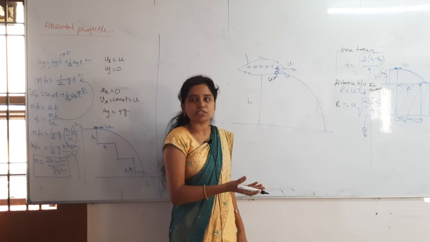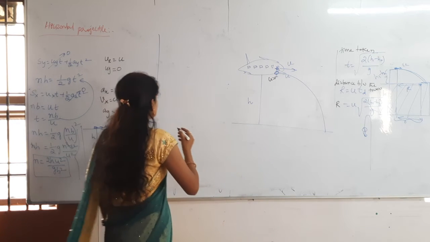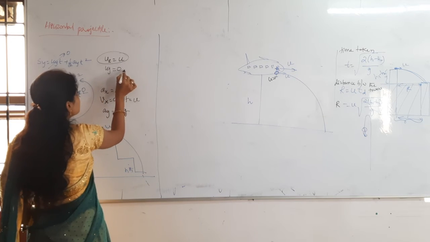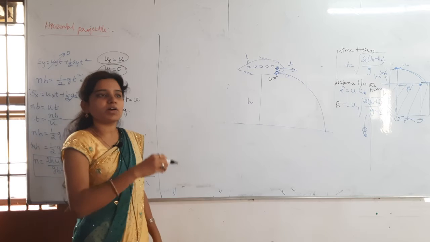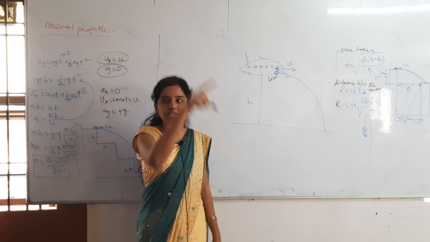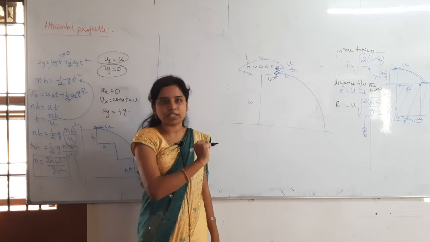Again, which motion is this? Horizontal projectile only, no? In horizontal projectile also, what will we take? Ux is equal to u, but uy is equal to how much? 0. Uy is 0, nothing but the body is falling freely in the vertical direction. But it is a horizontal projectile in the horizontal direction.